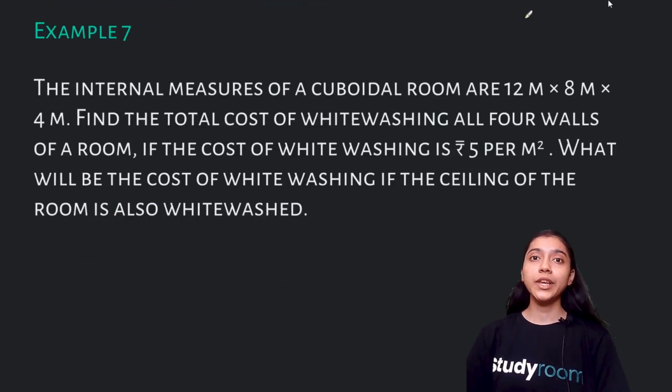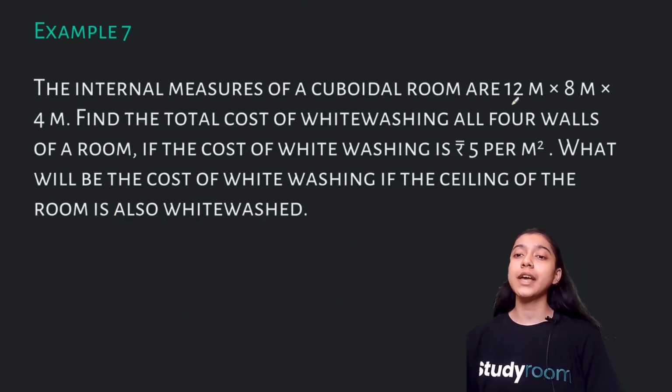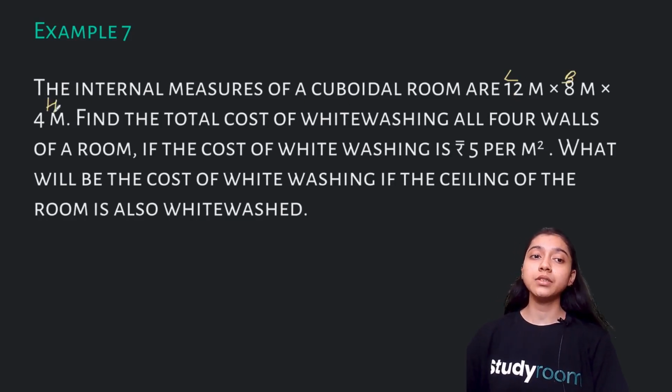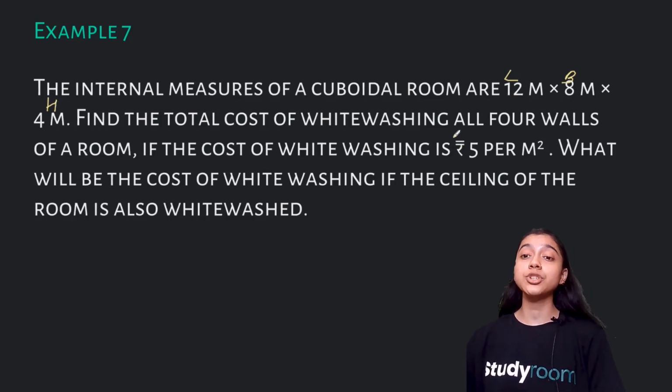Let us try solving another application-based question. So we have a cuboidal room whose internal dimensions are given as 12 meter, 8 meter and 4 meters. So this will be the length, this 8 meter is the breadth and 4 meter is the height of the room. We have to find the total cost of whitewashing all the 4 walls of the room if the cost of whitewashing is rupees 5 per meter square.